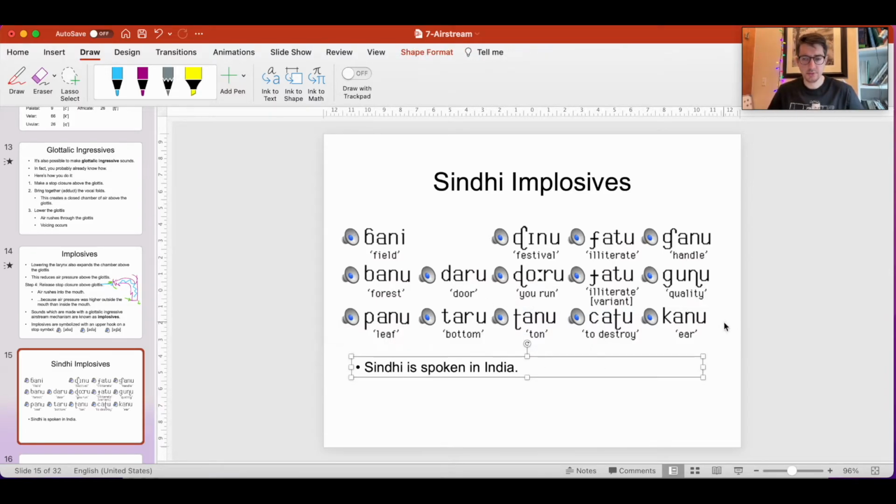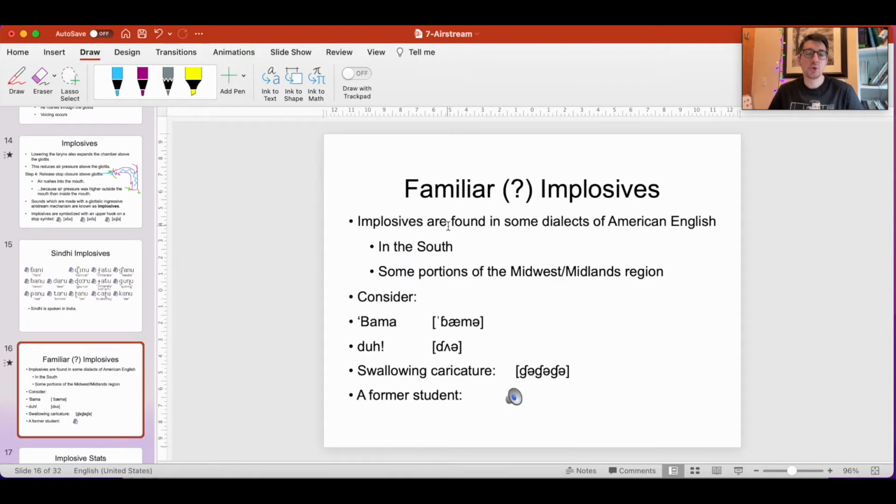Yeah, so I won't play these, or I may play them. Okay? Pannu. Taru. Tannu. Chattu. Kannu. These are just voiceless counterparts, and these are voiced ones, right? And there are these implosives up there. Okay, so implosives are found in some dialects of American English, just like ejectives in, for example, I know sick.